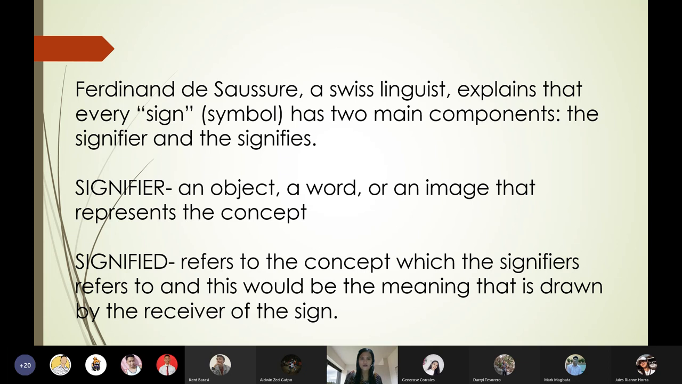Okay, but when I say signified, that refers to the concepts which the signifier refers to, and this would be the meaning that is drawn by the receiver of the sign. Halimbawa, sinabi kong cellphone. Yung mental concept mo sa cellphone ay communication. Another mental concept mo sa cellphone is Vivo, Apple, Samsung, and etc.